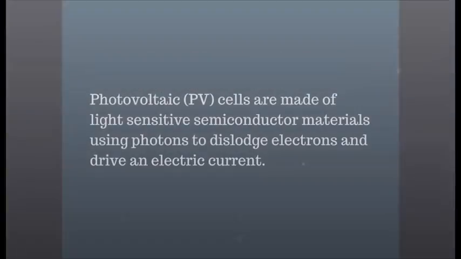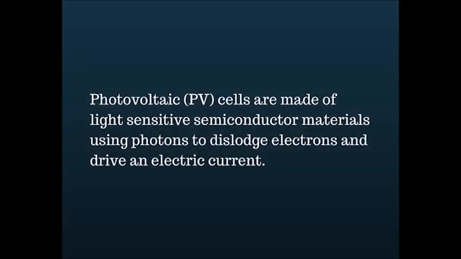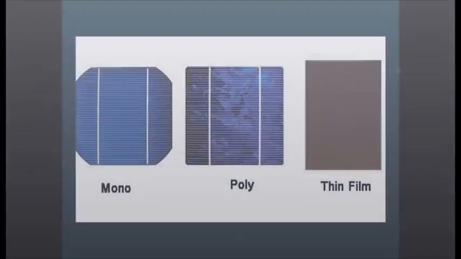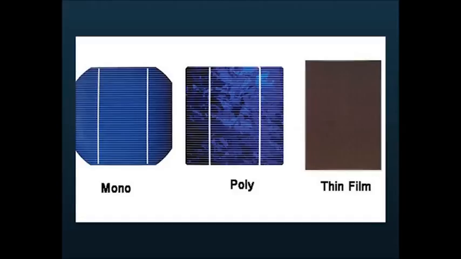Photovoltaic cells are categorized based on the type of semiconductor material used to build them. The three main types of PV cells in use are monocrystalline silicon, polycrystalline silicon, and thin film.